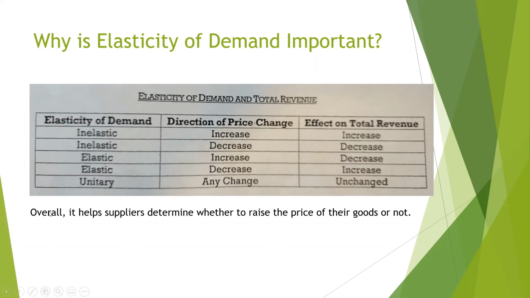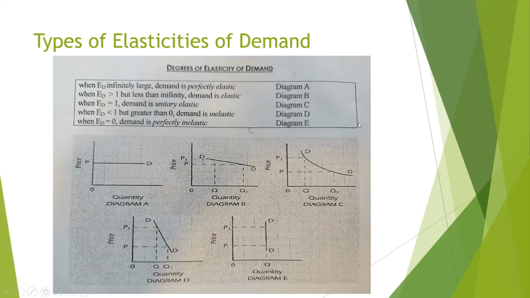As a supplier, it helps them determine whether to raise the price of their goods or not. As we can see here, if the demand is inelastic and we increase the price, then the total revenue is going to increase. This is actually quite logical, because if you think about a need like I said, let's say I have insulin. If the price for insulin increases, maybe I lose a few consumers, but the price is so much higher and there are still so many people buying it, so my total revenue overall is going to increase.